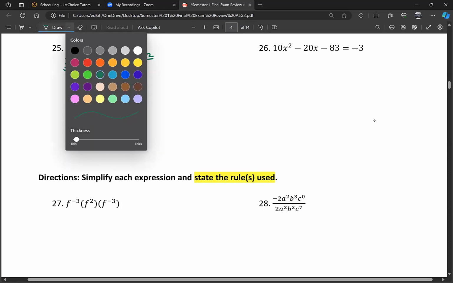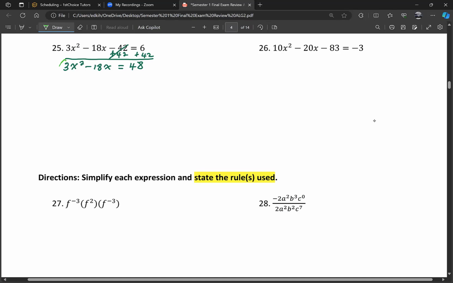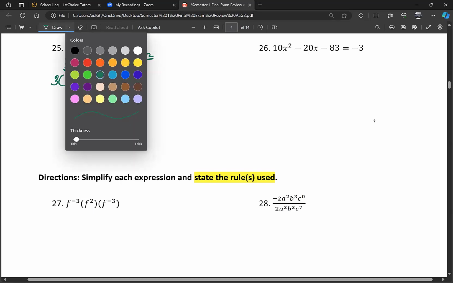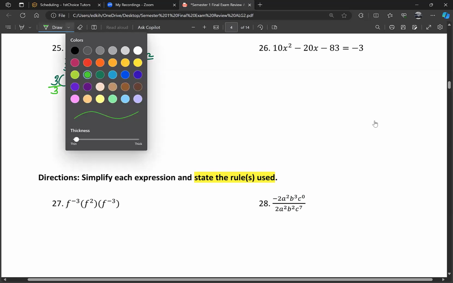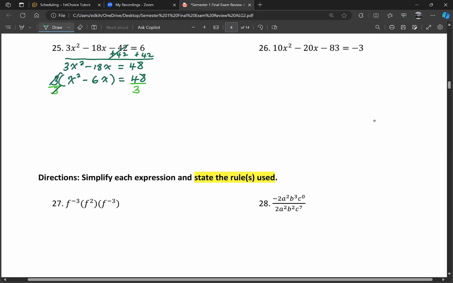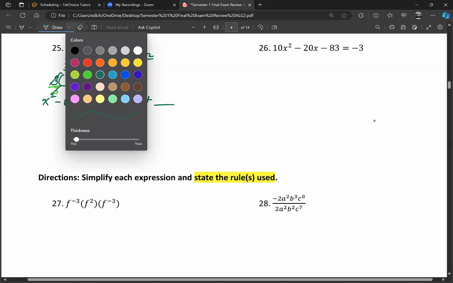Another big problem, we cannot complete the square unless the leading coefficient is a 1. Thankfully, when you look at these, we have a greatest common factor of 3, which means we can factor out a 3, which leaves you with x squared minus 6x equals 48. But again, we are lucky because we can actually get rid of this 3 by dividing both sides by 3. So now those 3's cancel, and our equation is now x squared minus 6x, blank, equals 16 plus blank. 48 divided by 3 is 16.